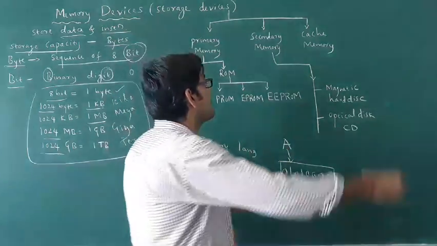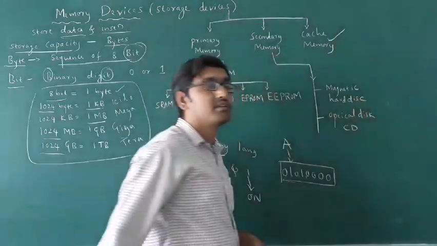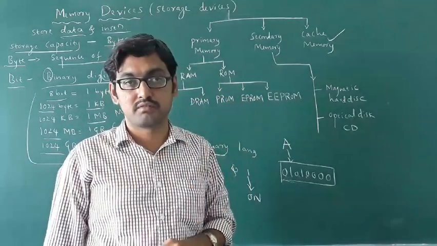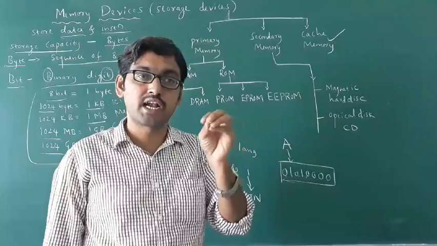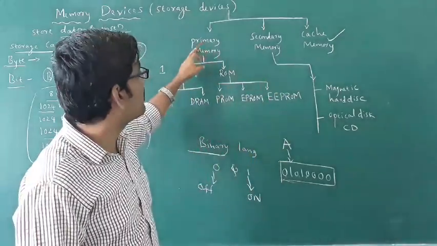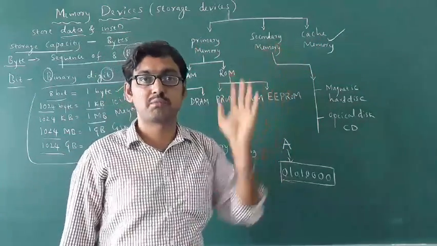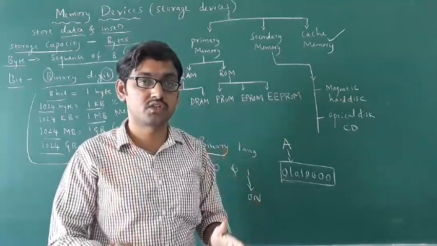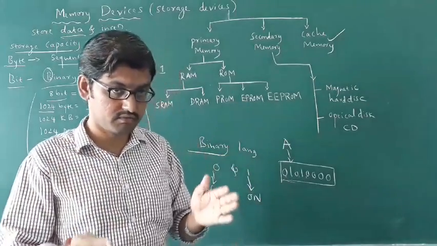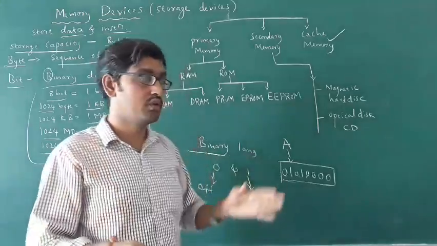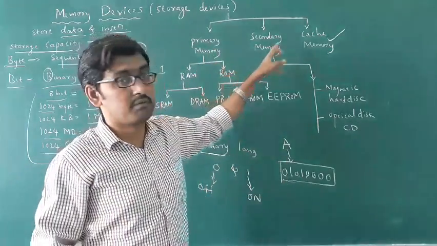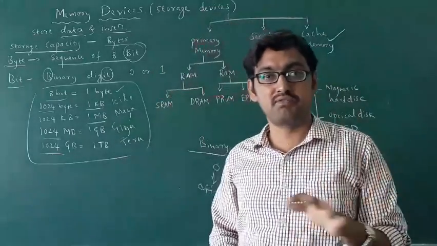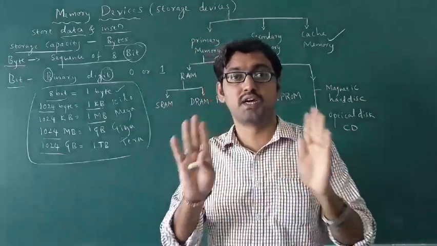Then the next one is cache memory. Cache memory is also a very small memory used in a computer. It is also used to store data and instructions. For what purpose are all these devices used? In a computer, they are used to store data and instructions. To store data and instructions you use primary memory, secondary memory and cache memory. This is about the classification, a brief introduction about memory devices.